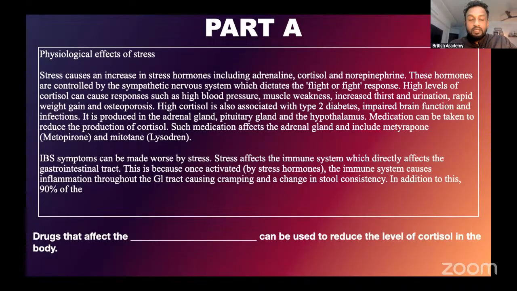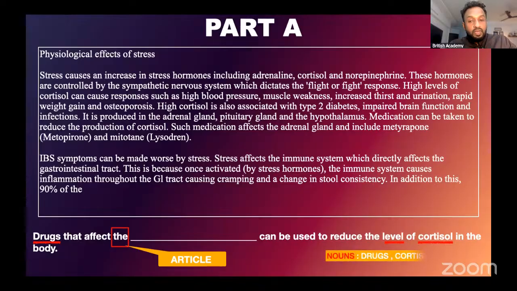Now the question says, drugs that affect the. Here the word before the blank space is the, so obviously your answer is going to be a noun. Okay, so the article is the. Now, always underline keywords in your questions. Keywords are nothing but the nouns and verbs of your question. So what are the nouns over here? Nouns are drugs, cortisol, and level. And what are the verbs? Verb means action. Verbs are affect, used, and reduce. These are the three verbs.